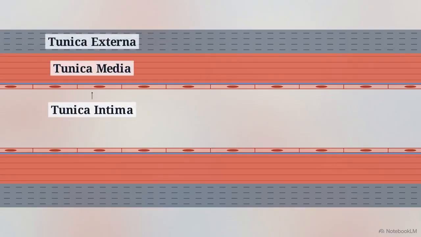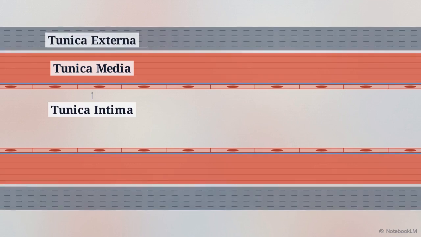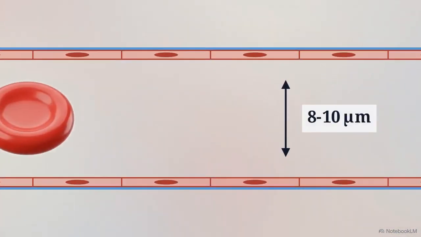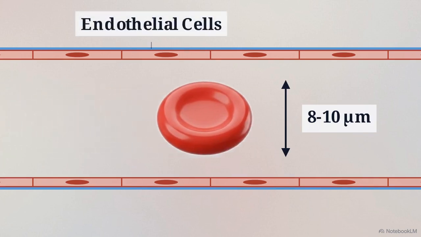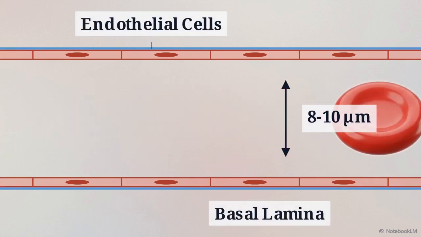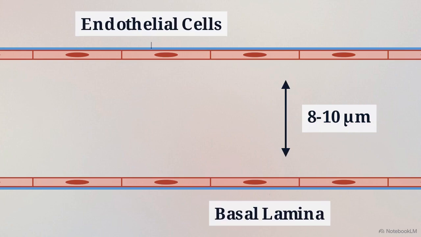At the capillary beds, the vascular architecture is stripped down. The tunica media and externa are absent, leaving only an 8 to 10 micrometer tube consisting of a single layer of endothelial cells and a basal lamina.